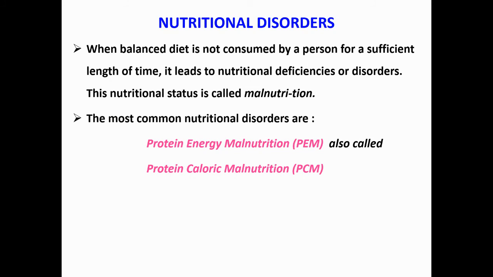And then disorders. As we all know, so many nutritional disorders are out there. If you break the balanced diet, we know what all things will occur to our body. If an unbalanced diet is consumed by a person for a sufficient length of time, what happens? It leads to nutritional deficiencies or disorders. That condition is nothing but malnutrition, as we all know. The most common nutritional disorders are protein energy malnutrition, or protein caloric malnutrition.